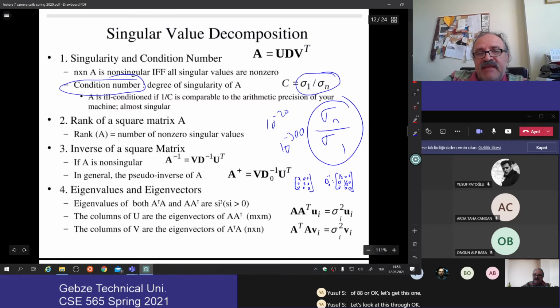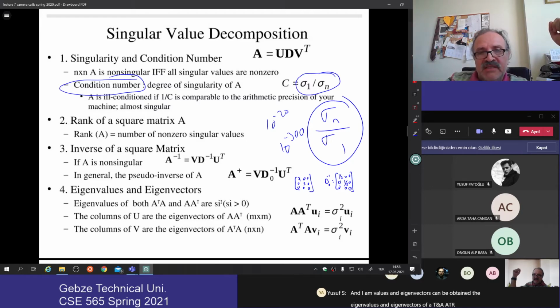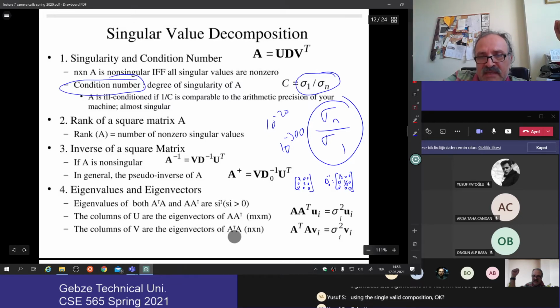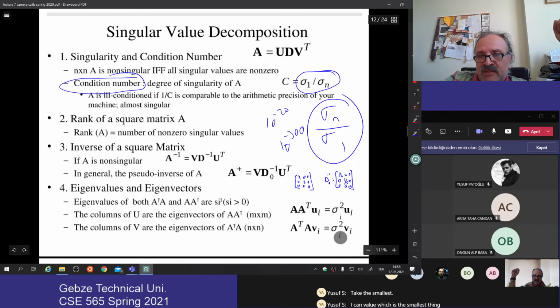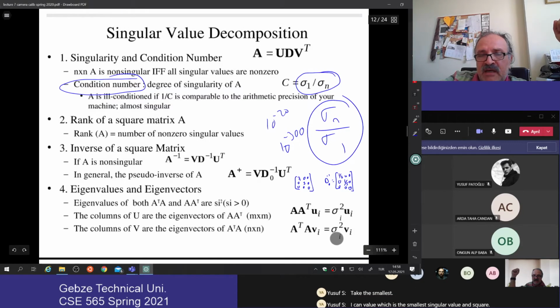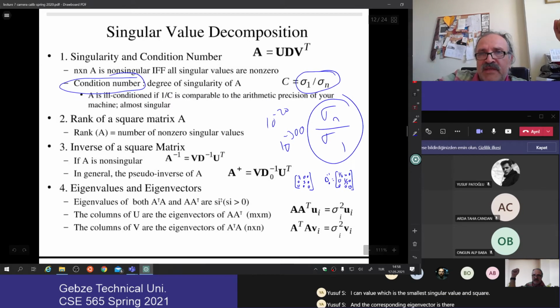We take the singular value decomposition of a matrix A, and eigenvalues and eigenvectors of A^T A and A A^T can be obtained using the singular value decomposition. Take the smallest eigenvalue, which is the smallest singular value squared, and the corresponding eigenvector is the last column of this matrix V. So the last column of matrix V is our solution. That's it.